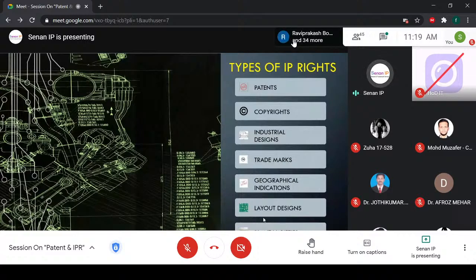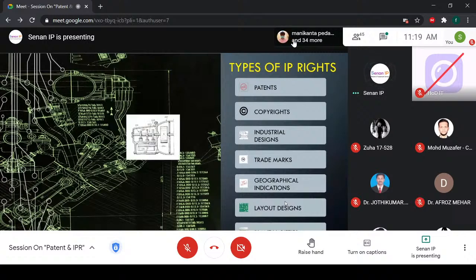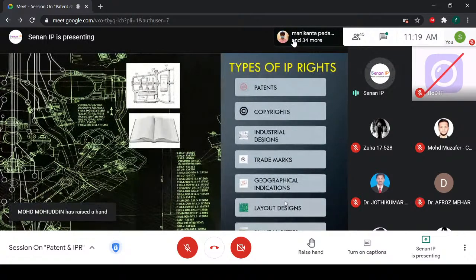And the next one is layout design. So layout design is also a type of intellectual property right. If we have a particular circuit on a PCB, then we can also file a layout design application to protect our PCB design. Then plant varieties. So a plant application can also be filed if we have invented a plant by using the combination of two or three plants, then a patent application can be filed for a plant patent, right?